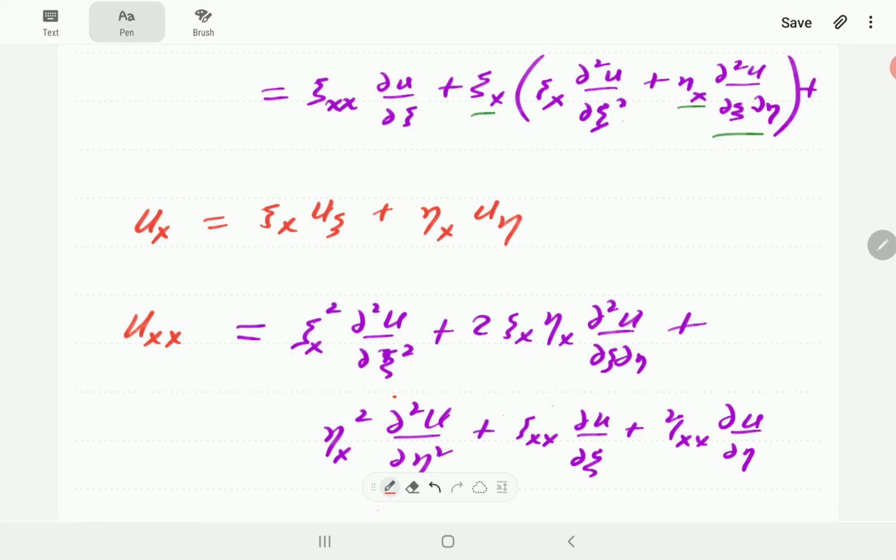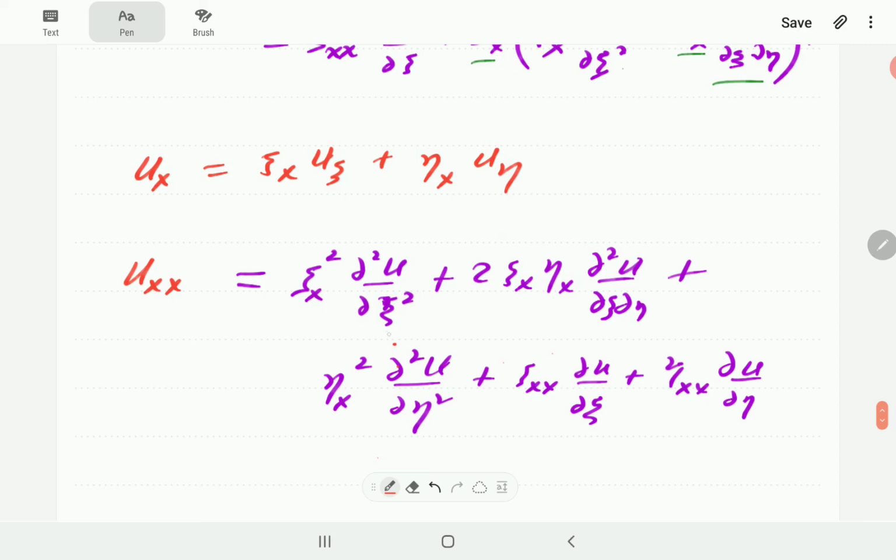u_eta. Now what I want you to notice is that the second order derivative term with respect to xi is multiplied by the square of this term. Same thing, the second order derivative with respect to eta is multiplied by the square of this term. And then the middle term is 2 times this times this. What do you notice? Well, you notice that the coefficients are binomial-like.